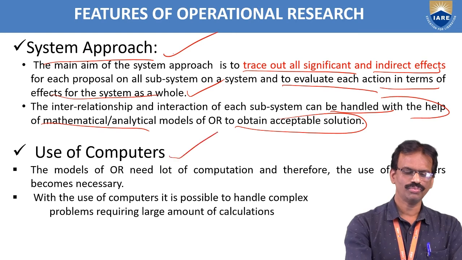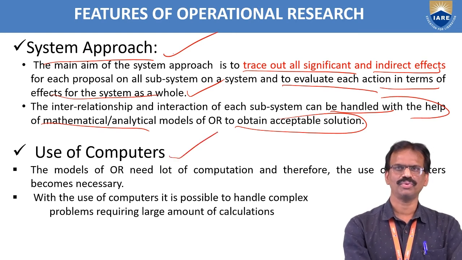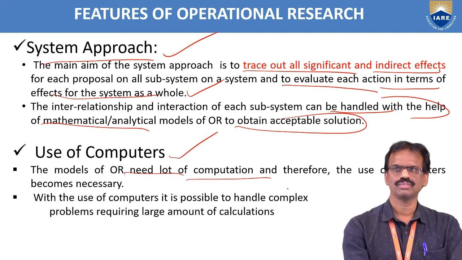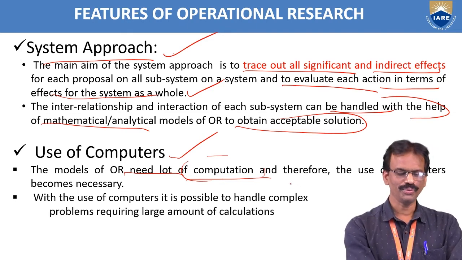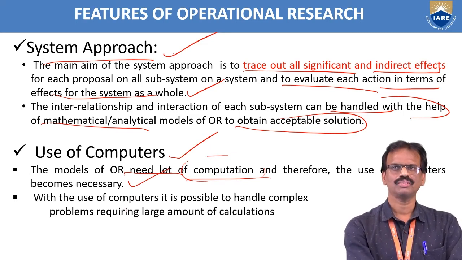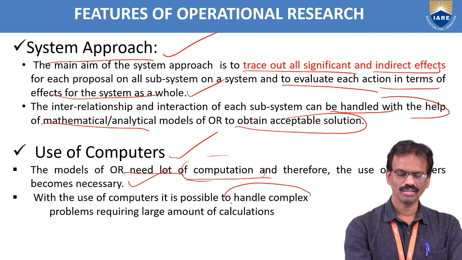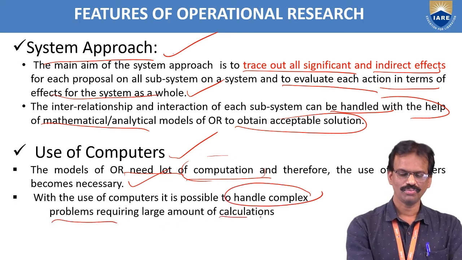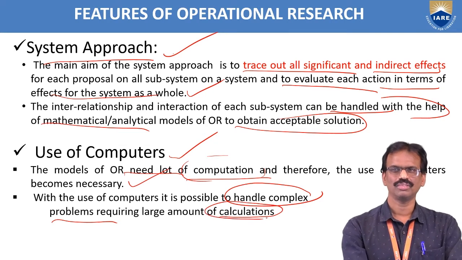So next one is the use of computers. It is also important, because the models of OR need a lot of computations. So the use of computers is basically necessary. With the use of computers, it is possible to handle complex problems requiring a large amount of calculations. Manual calculations take more time, so with the help of computers we can perform them.